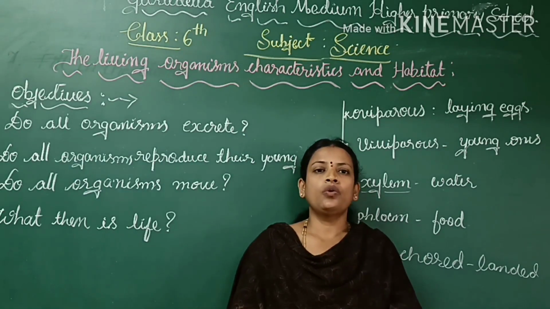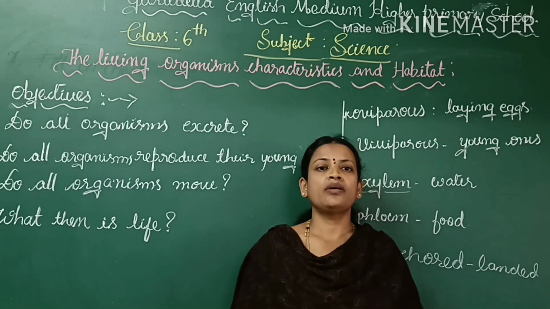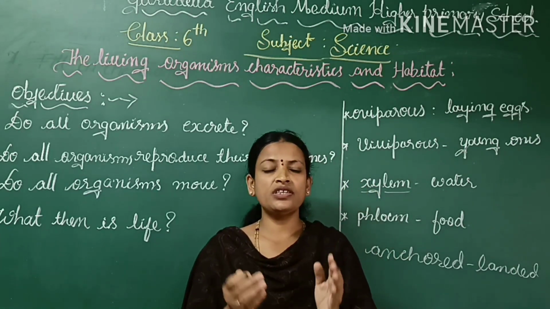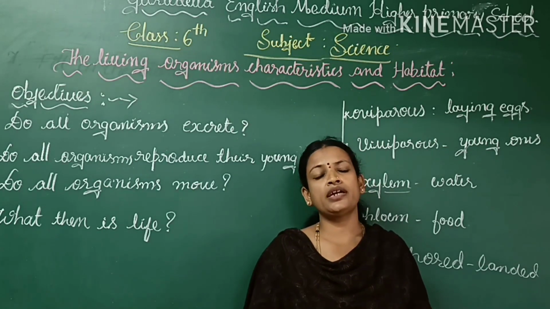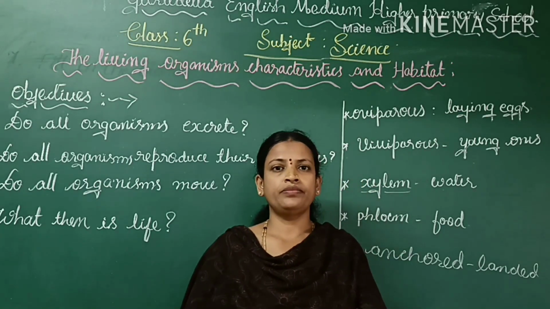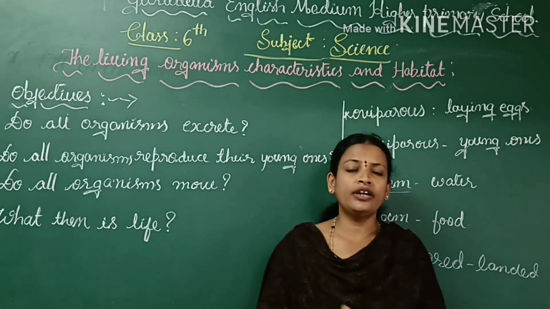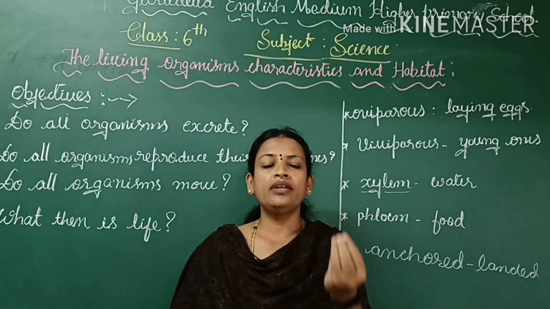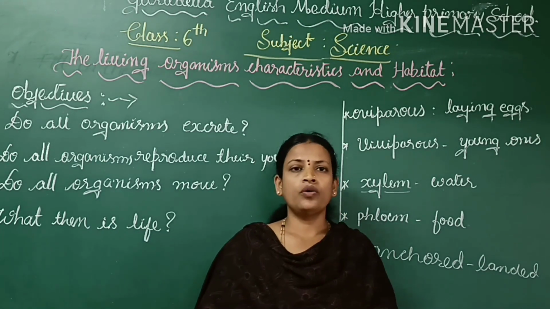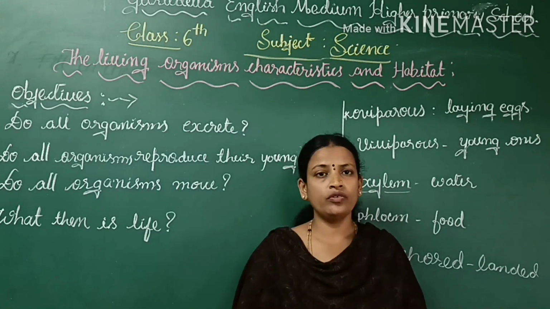Okay, yes. So what we understood is that movement is one of the important characteristics we can identify both in plants as well as animals. Let me continue. Now we understood all the seven characteristics of living organisms. Okay, my dear children, I am asking you one question.